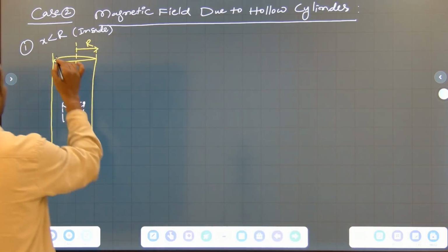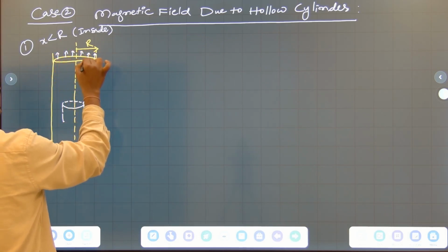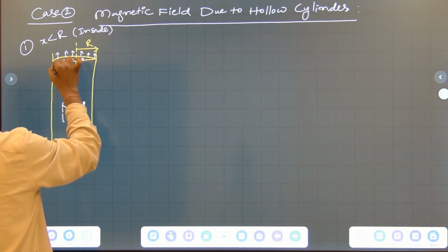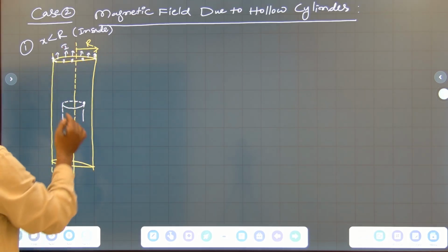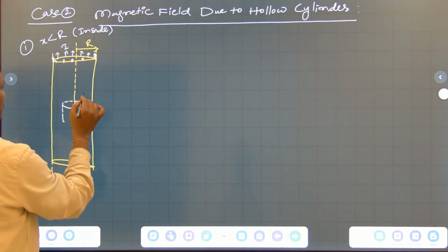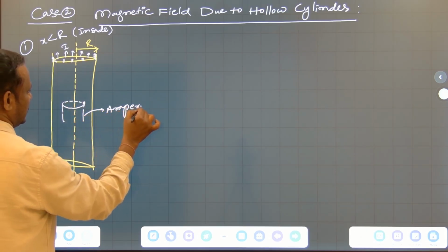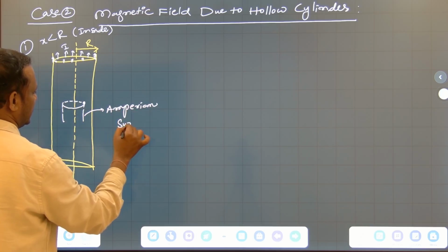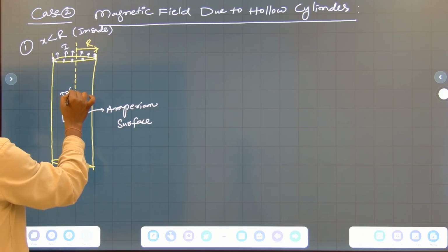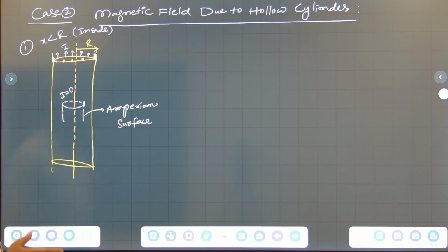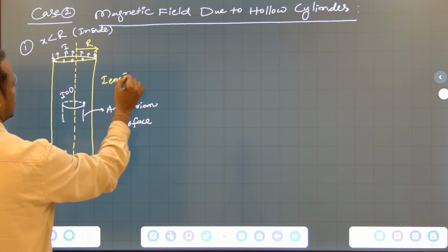So the current passing through the surface is I, only on the surface. What is the current inside the Amperian surface? I is equal to 0, because inside there is no current. Now I enclosed is equal to 0.